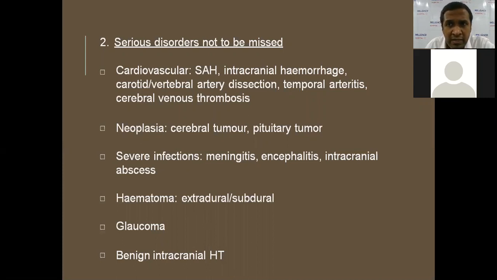Similarly, in the elderly, a chronic subdural hematoma can present with recurrent headaches. Glaucoma can present with headaches. That's why we need to get the eyes checked for most patients. And very rarely in the young age group, we can see benign intracranial hypertension. It is not benign, because there is an increase in the intracranial pressure due to various causes, and if it's not treated aggressively, it could lead to loss of vision.